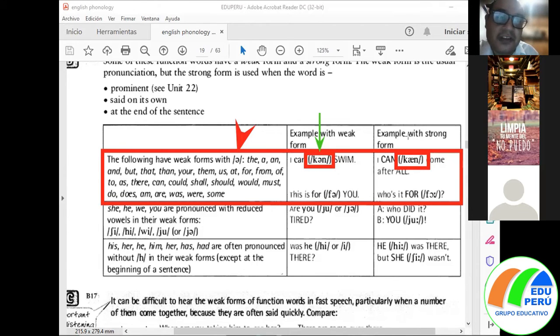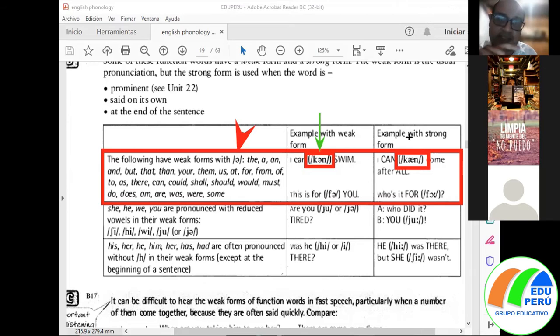I can swim. The stress is in swim. But in the second sentence, the stress is not in the verb come. The stress is in the word can, because you are emphasizing. So it means that you are making this word prominent. All right? I can come after all. So note, you change the pronunciation.